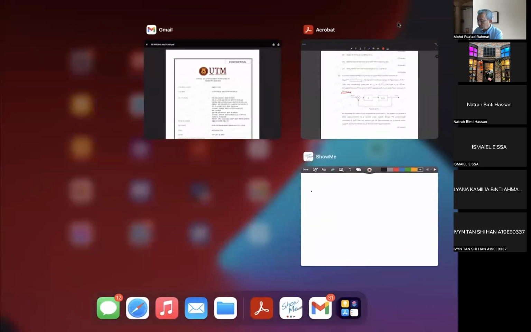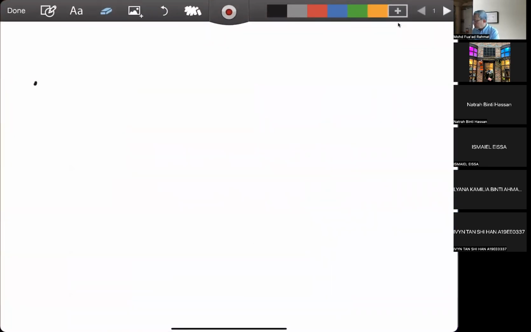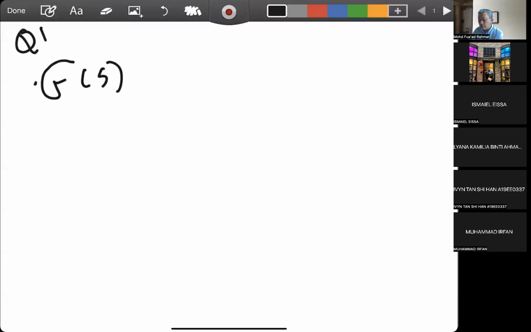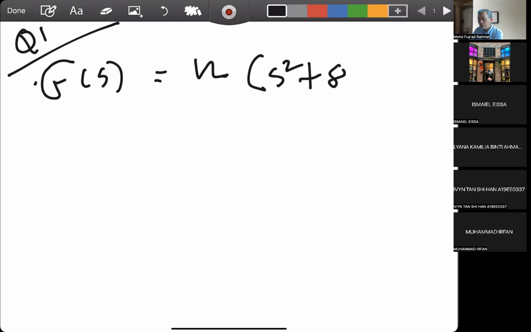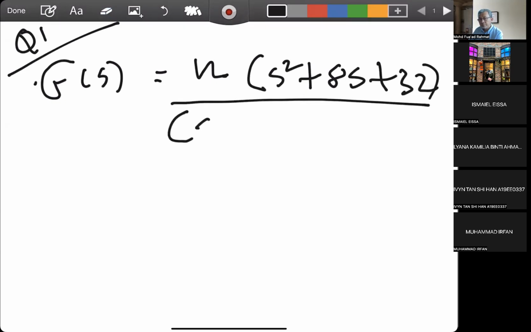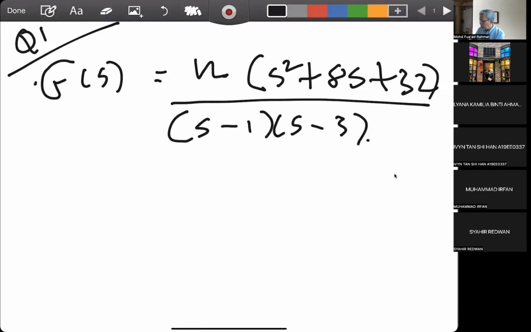Okay, so straight away we go to the solutions. So the question asks you on the breakaway point.